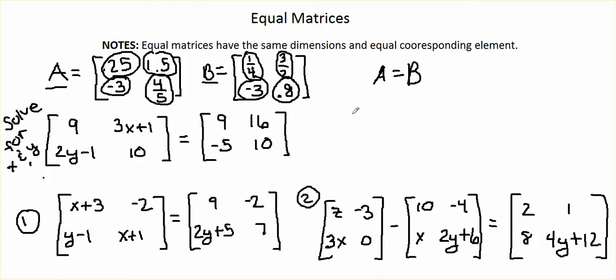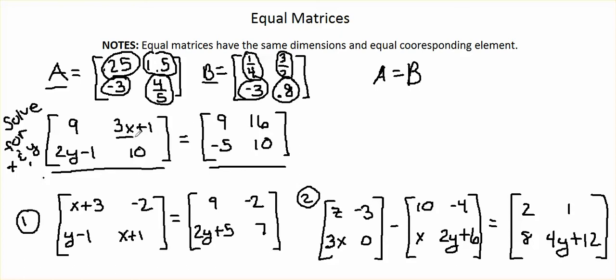So we can use the concept of equal matrices to solve for variables inside of our matrix. So for instance, here's an example. We have this matrix right here, and it has to equal this matrix right here. So we can set each of its individual corresponding elements equal to solve for our variables. So in this case, we have a 9 and a 9. There's no variables, and these two elements are equal, so there's nothing really to do.